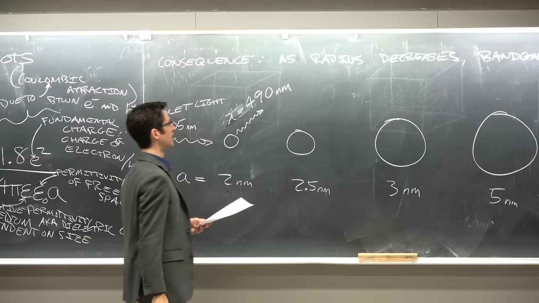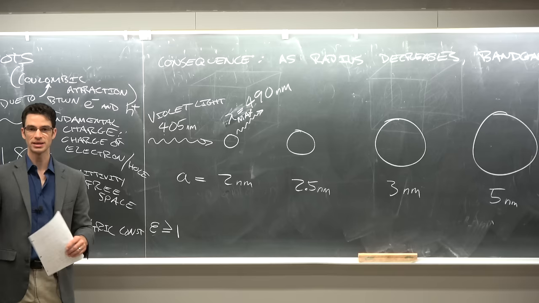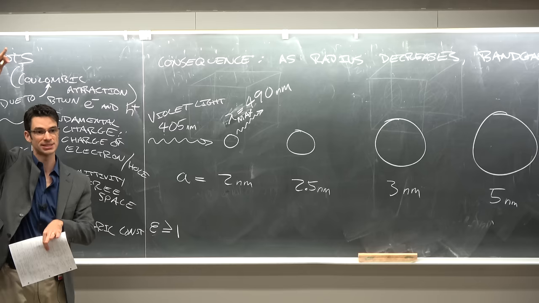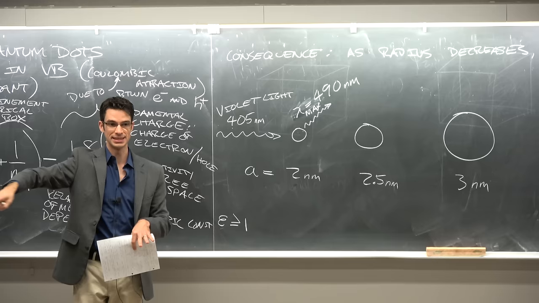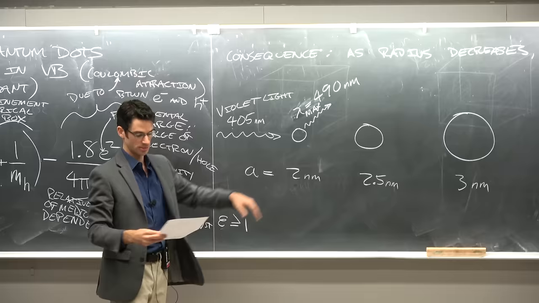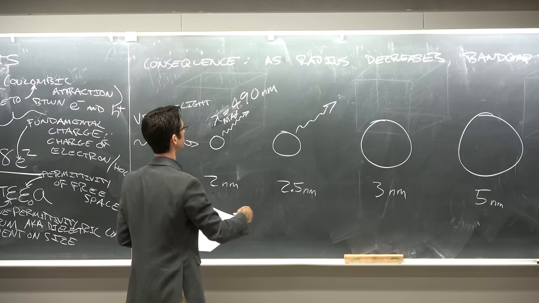If you have a plot of absorption versus wavelength, it's not going to be a straight line because you have a density of states on either side of the band edge. It's going to be a lazy peak, but the peak will be about 490 nanometers. And this is for cadmium selenide quantum dots. Oh, by the way, 490 nanometers is something like blue-green.